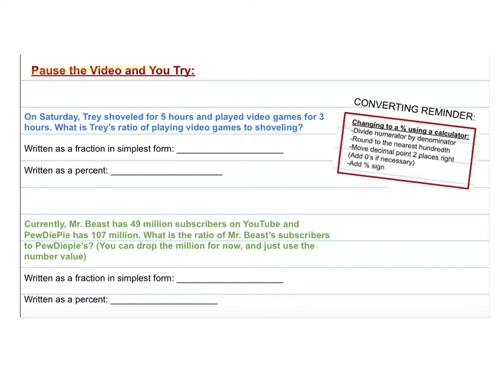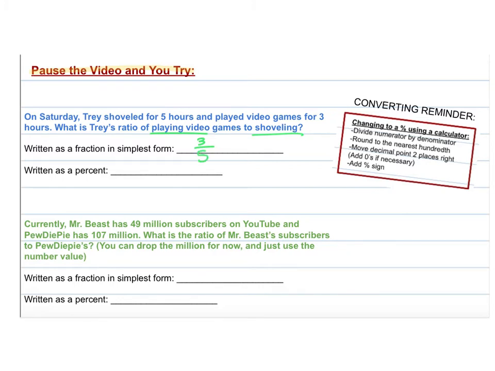This is again where you are going to pause the video and try these on your own before you watch as I go through them. The first problem here, on Saturday, Trey shoveled for 5 hours and played video games for 3 hours. What is Trey's ratio of playing video games to shoveling? So video games is first, so that's our numerator. He played the video games for 3 hours. Shoveling comes second, and he spent 5 hours shoveling, so that's our denominator.